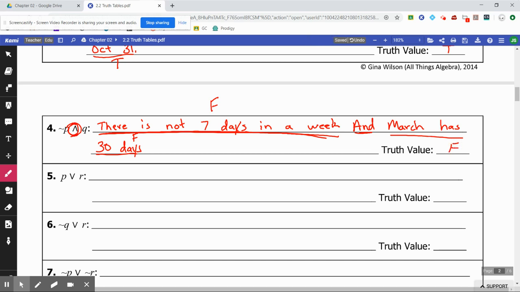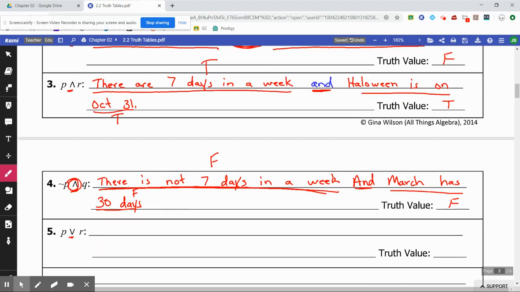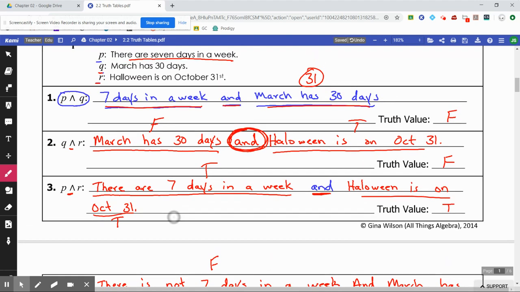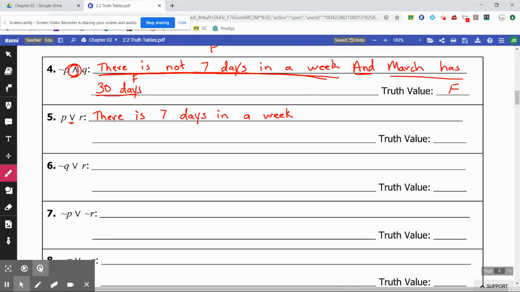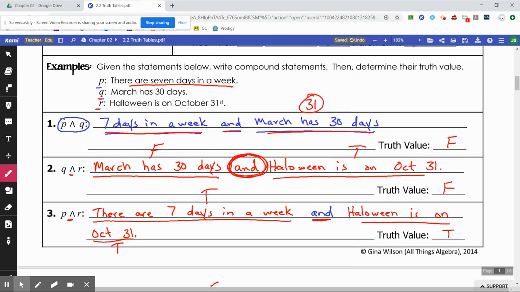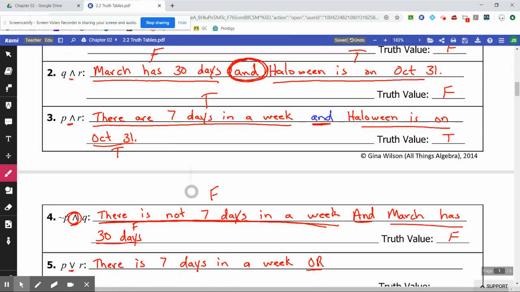The next one, P or R. Now we're starting to look at some ors. P was there are 7 days in a week. Let's go ahead and write that. And again, you have your or symbol there. So this would be an or statement. And then the R is, let's scroll back up and look. Halloween is on October 31st.